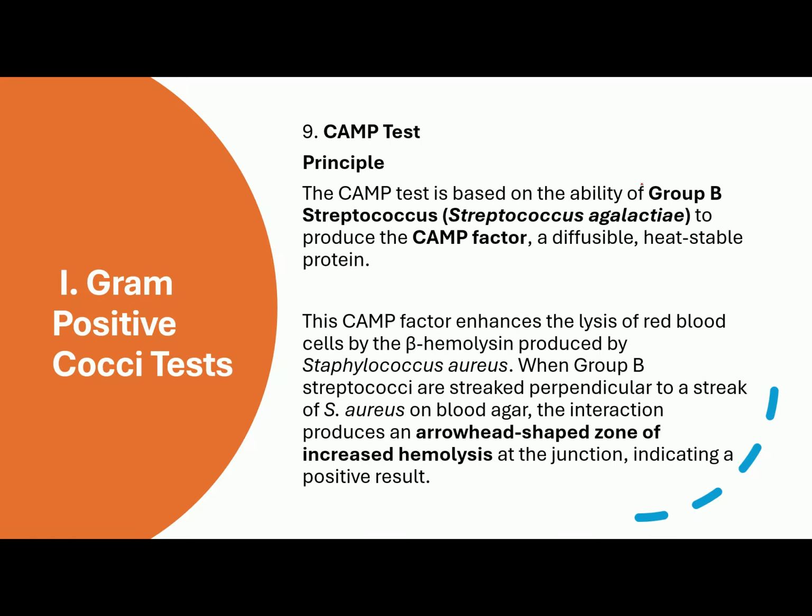Next test is your CAMP test, class. So this is based on the ability of group B strep, Streptococcus agalactiae, to produce the CAMP factor, which is a diffusible, heat-stable protein. This CAMP factor enhances the lysis of red blood cells by the beta hemolysin produced by Staphylococcus aureus. When group B strep are streaked perpendicular to a streak of S. aureus on blood agar, the interaction produces an arrowhead-shaped zone of increased hemolysis at the junction, indicating a positive result.